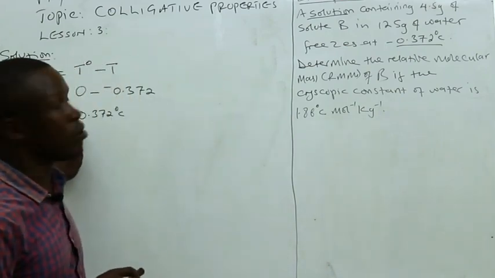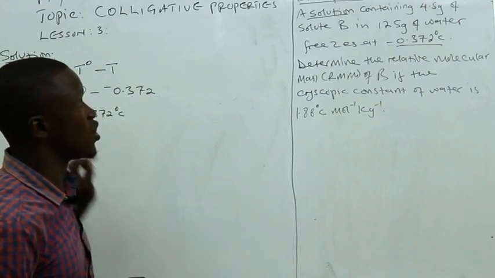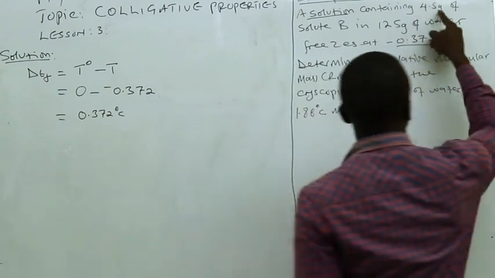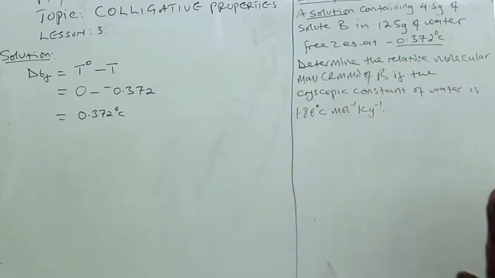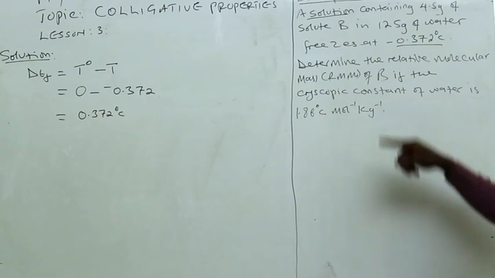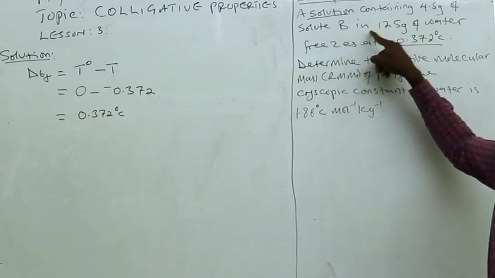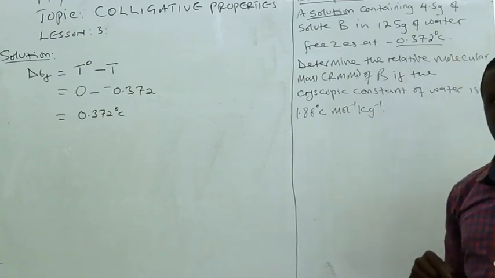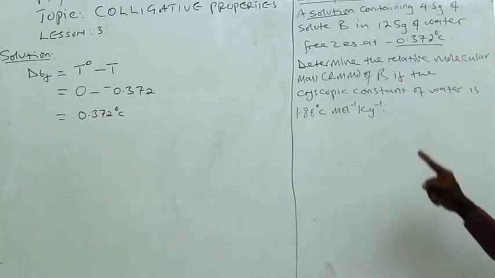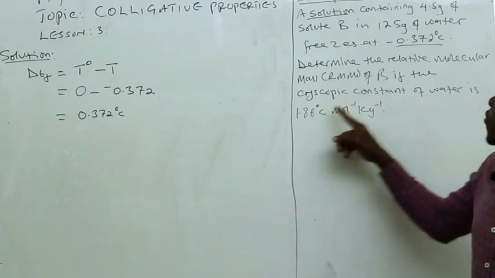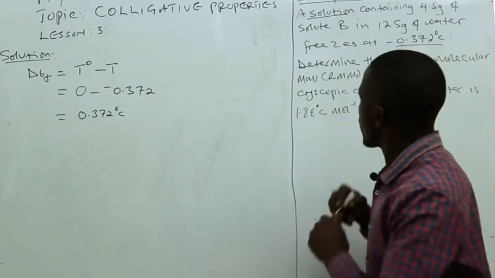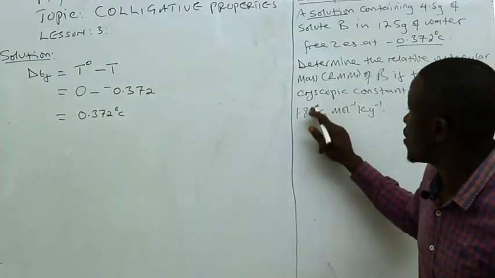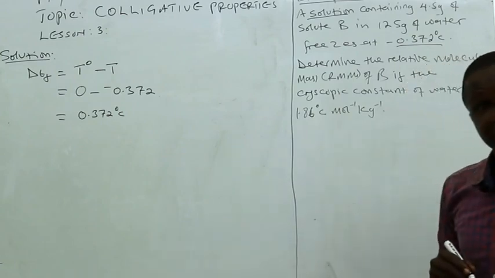This dT of freezing point depression is caused when 4.5 grams of solute B is dissolved in 125 grams of water. Okay? But then in the question there is a constant, what we call the cryoscopic constant. Cryoscopic constant, we said, is depression in freezing point. It's also dT.